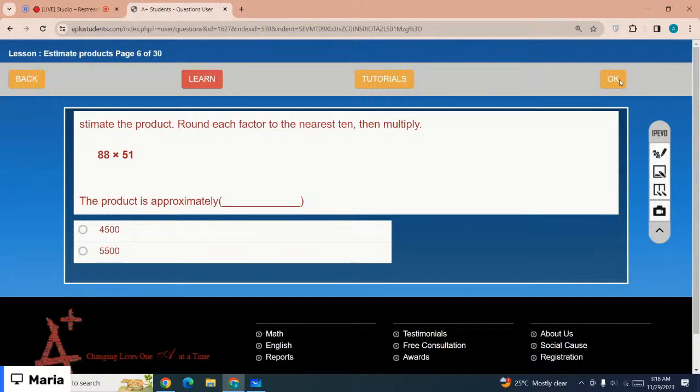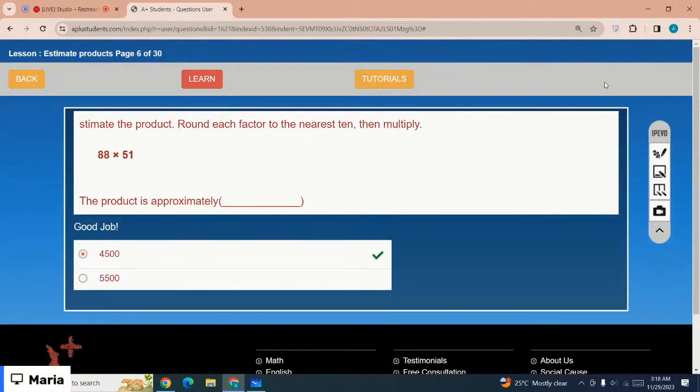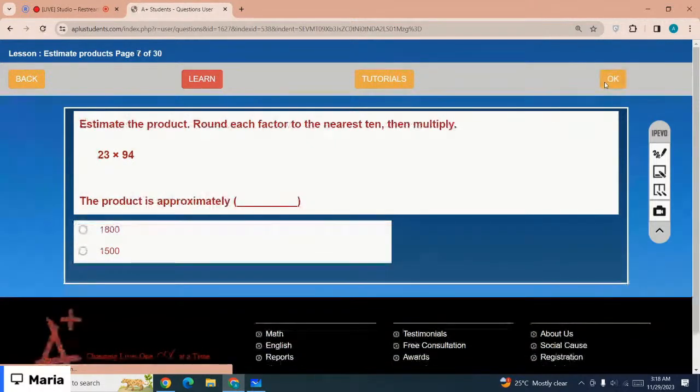Very good, that would be 4500. The correct option is 4500 because 88 is rounded to 90 and 51 is rounded to 50.